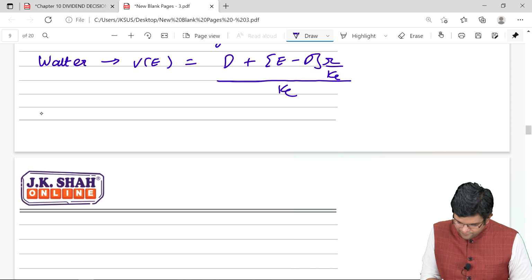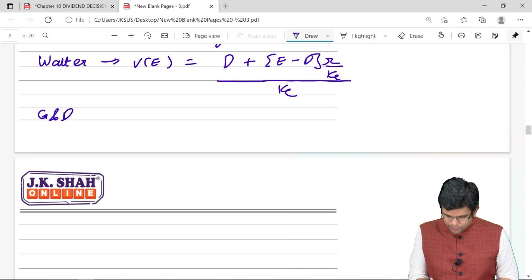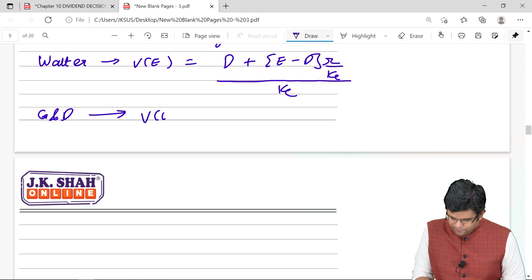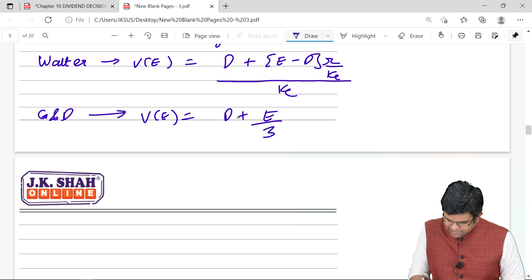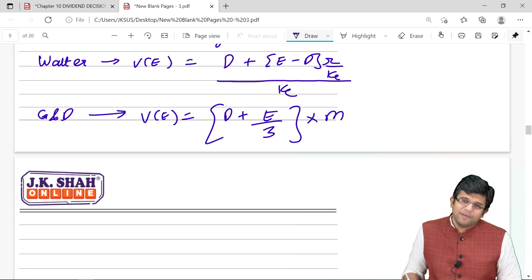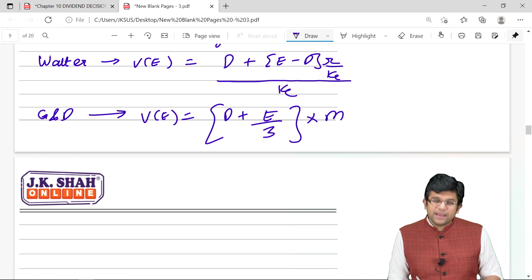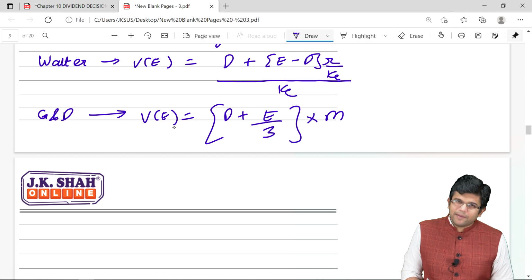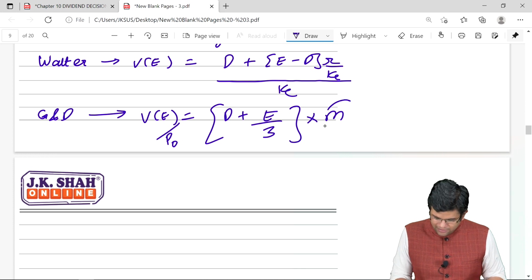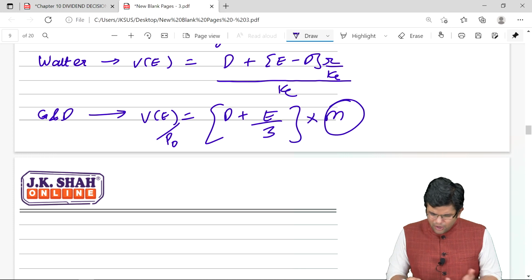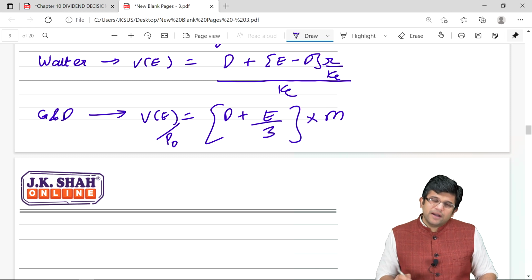Then children, we have the Graham and Dodd formula. Children, this is also called the traditional approach. Under the traditional approach, the value of equity is to be calculated as D plus E by 3, the whole into a multiplier. With this we can find out the value of equity as per Graham and Dodd. Children, sometimes instead of value of equity they can give you P0, that is the actual market price of the share, and you can find out the multiplier as a balancing figure, or basically any one item is not given and you can use that formula to find out that missing link.